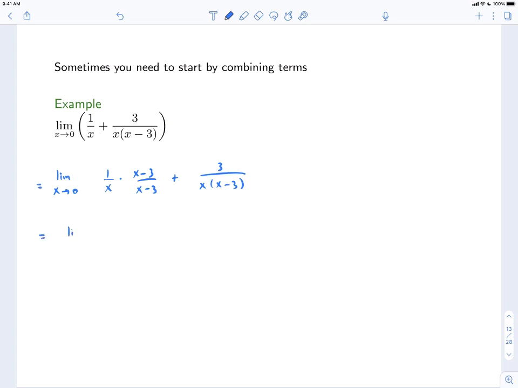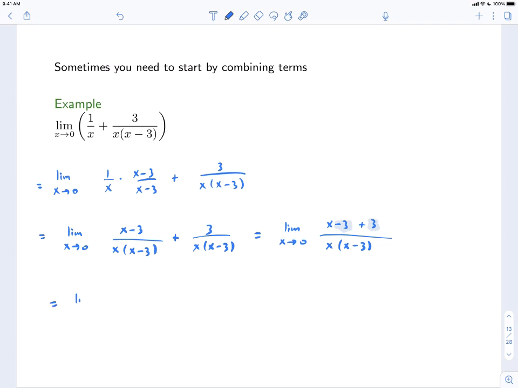So this will be equal to the limit as x goes to 0 of x minus 3 over x times x minus 3 plus 3 over x times x minus 3. And you can see these have a common denominator. So this will be the limit as x goes to 0 of x minus 3 plus 3 over x times x minus 3. And again, we have a 3 and a negative 3, so the numerator simplifies, and we're left with the limit as x goes to 0 of x over x times x minus 3.